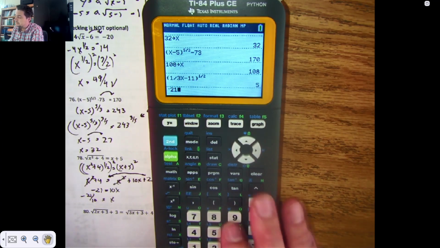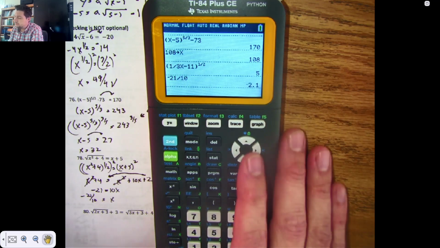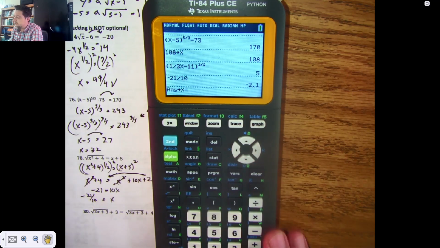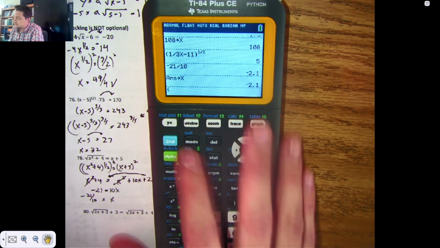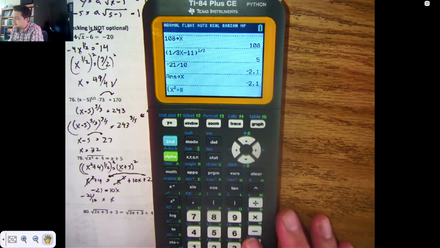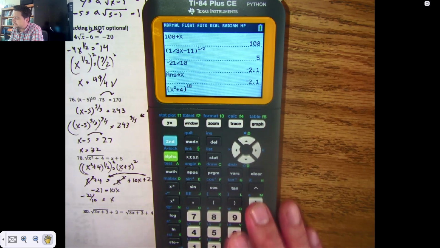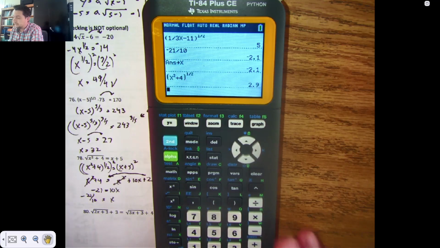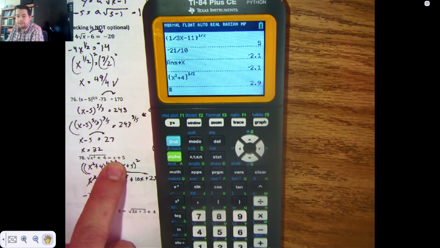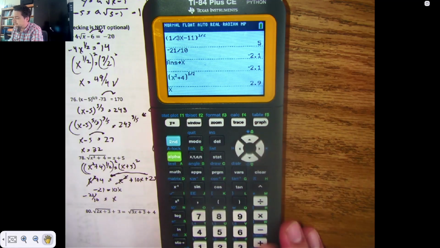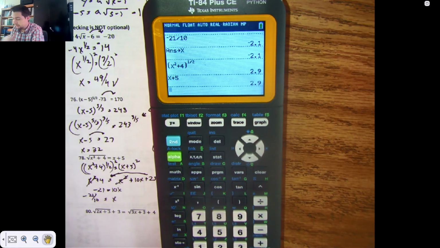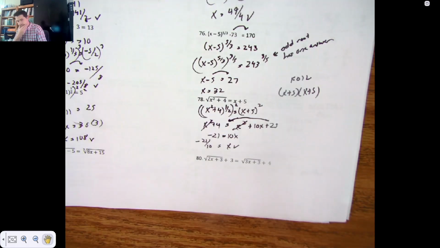Take a negative 21 over 10, or negative 21 tenths, store it to x. Let's see, it was x to the second plus 4, raised to the 1/2 power. And I got 2.9. Okay, well, I've still got to evaluate the right-hand side, which is x plus 5. And they match. Good. Probably should have left more room for 80. 79, probably enough room.